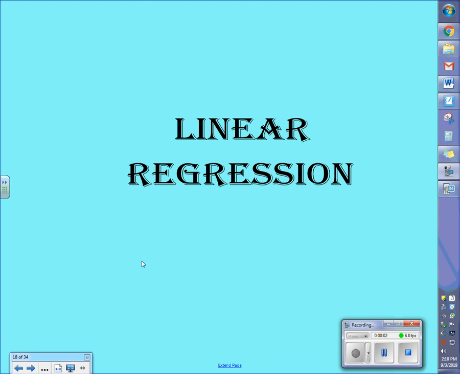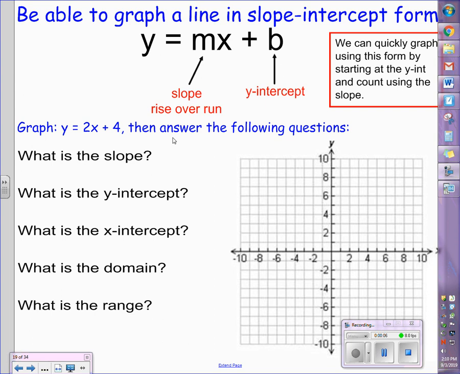Linear regression. First, let's practice graphing lines.